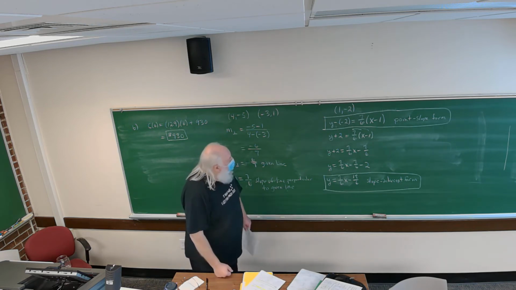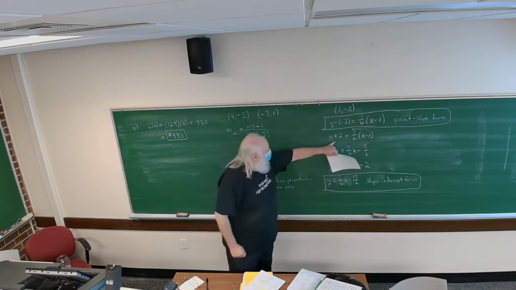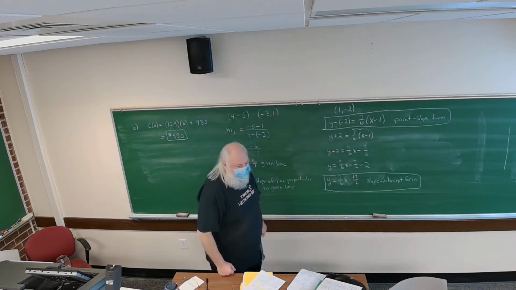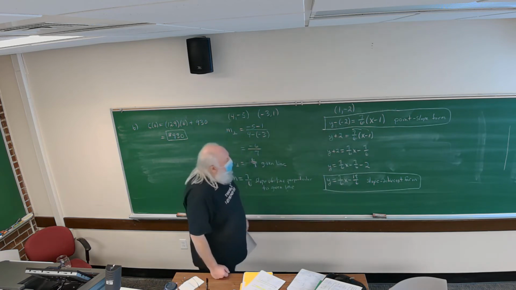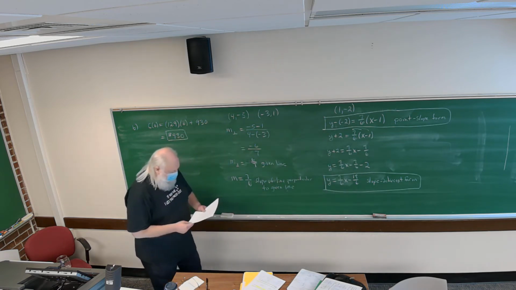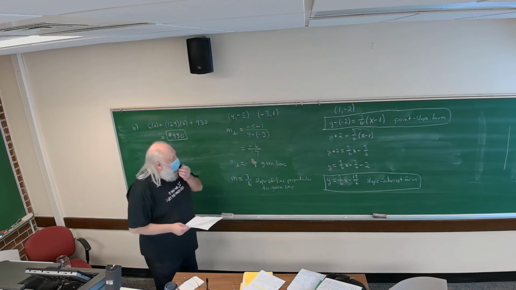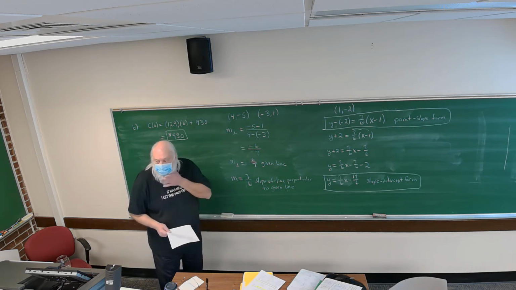If you wrote for point slope form, like if you just automatically went y plus 2 equals 7/6 x minus 1, would that be wrong? No. No, you could have written it that way as well. Yeah, all you're doing is taking care of the double negative. Yep. Okay. All right. Any other questions?